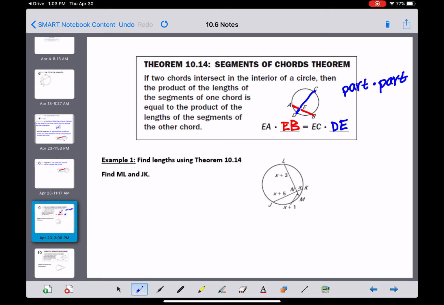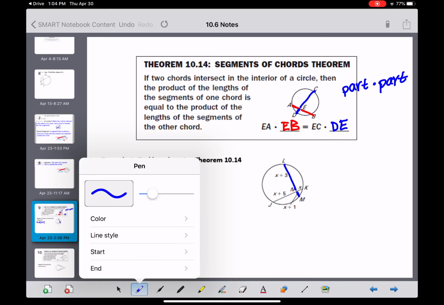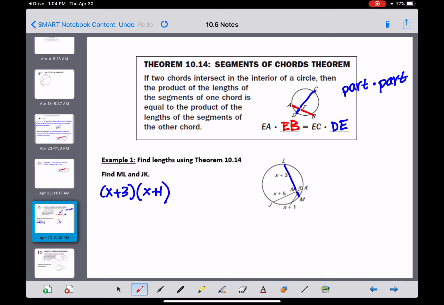So for example 1, we have to find what X is in order to find LM and JK. So we're going to set this up. So LN is X plus 3. So that's one part, times the other part, NM, which is X plus 1. Then we have the other side. It's equal to these two parts multiplied together. So X times X plus 5.